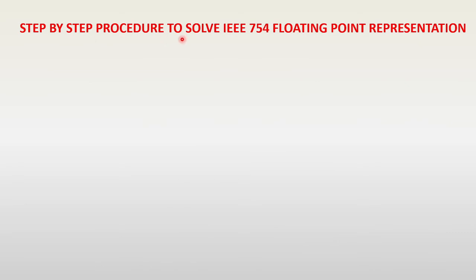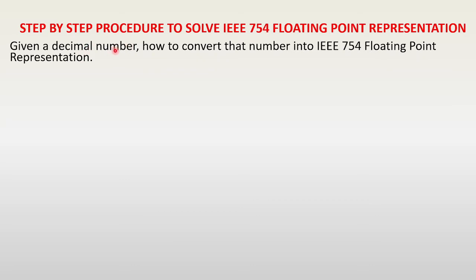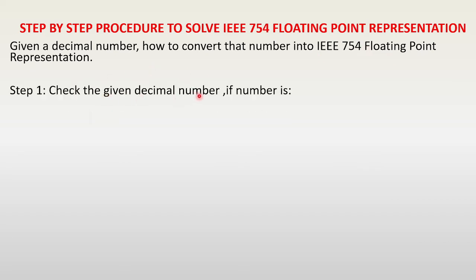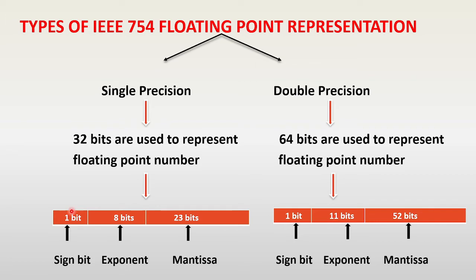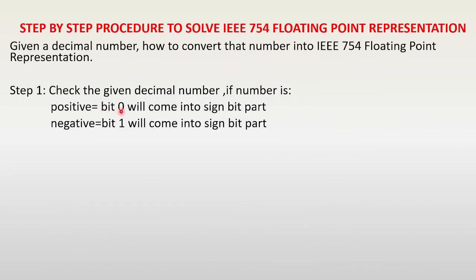Now we'll see the step-by-step procedure to solve IEEE 754 floating point representation. Given a decimal number, any number, how do we convert it into IEEE 754 floating point representation? Check the given decimal number first. If the number is positive, then bit 0 will come into the sign bit part, and if the number is negative, then 1 will come. So 0 is used for representing a positive number, and 1 is used for representing a negative number.